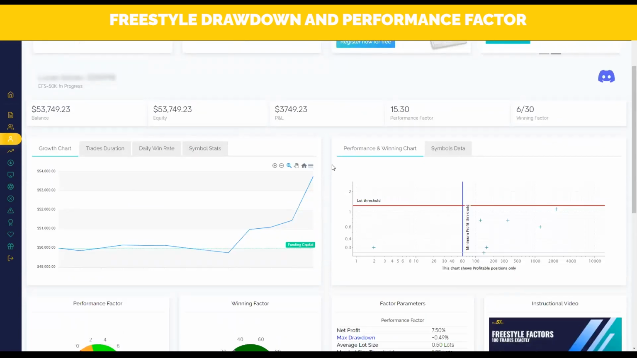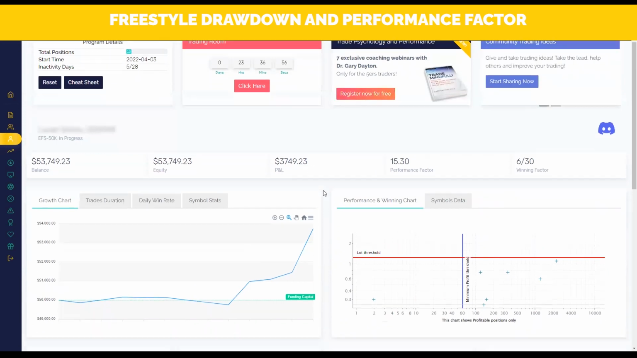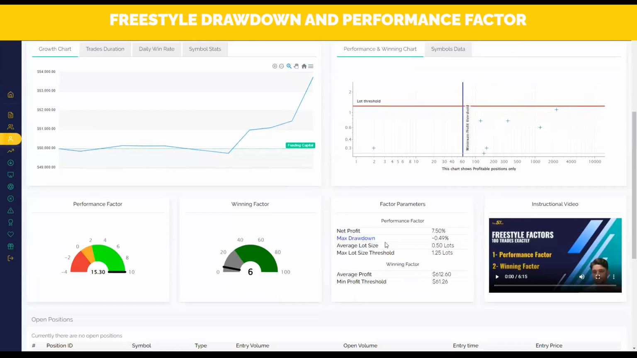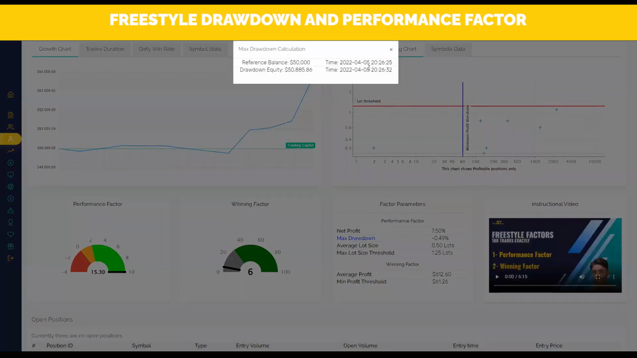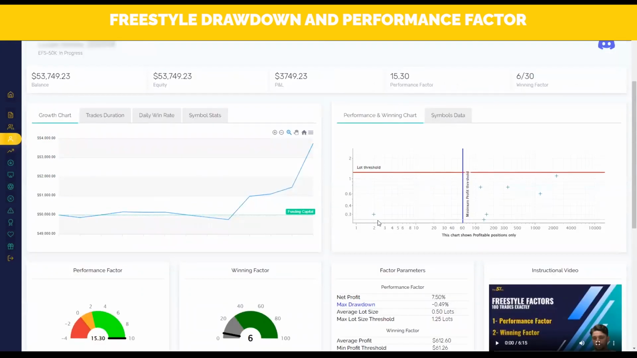Let's see some more examples. That's crazy. Super high performance factor at the very early stages of the program. Max drawdown below 1%. Let's see, when was that? 54. Okay, so around that area. We see there's not a lot of drawdown and net profit of 7%. So this guy only needs to keep that account steady, and he will get funded as well.